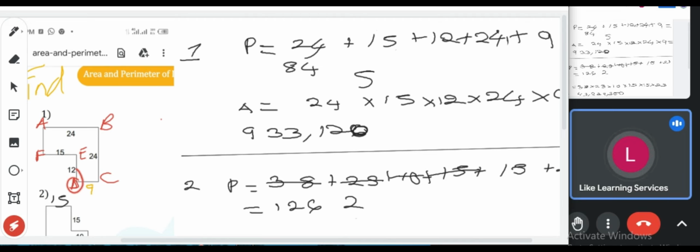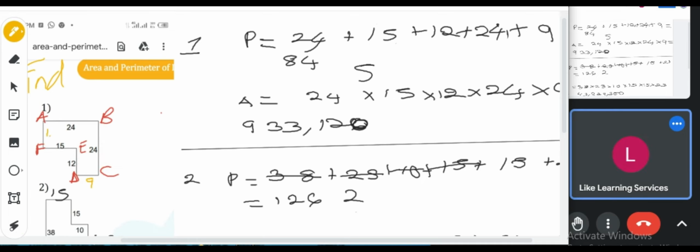D to E is 12. E to F is 15. What's the length of F to A? 12, because this whole length is 24 and here is 12, so this remaining one has to be 12. Okay, so this is also 12. Alright, so you have to add up everything. 24 plus 9 plus 12 plus 15 plus 12.